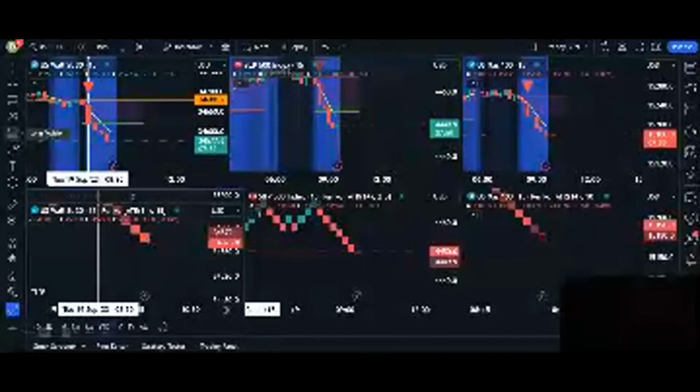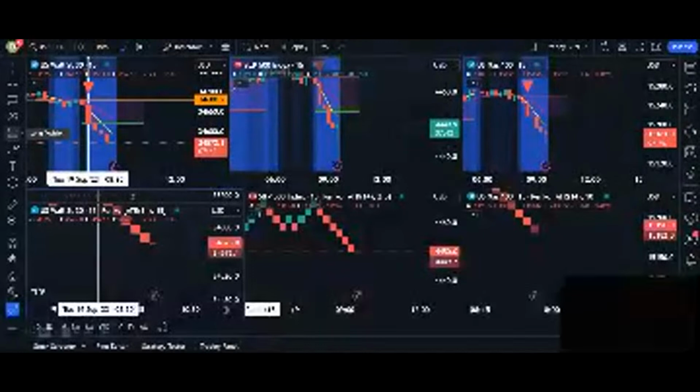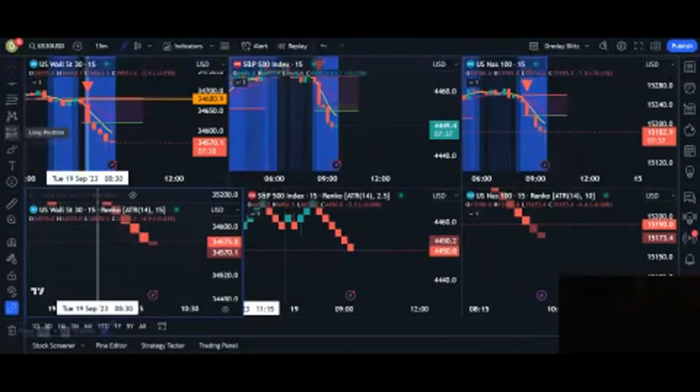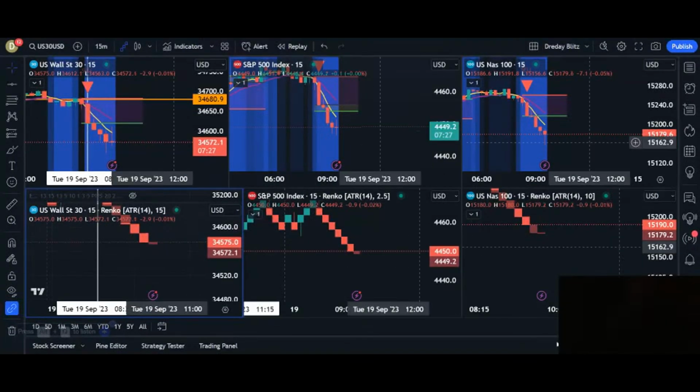7 minutes from the market open. So far, we have a bit of stagnation in the market, but still looking bearish here based off of the Renkos, like I said. So as long as the Renko bars are not showing me a reversal, our bias is still bearish.